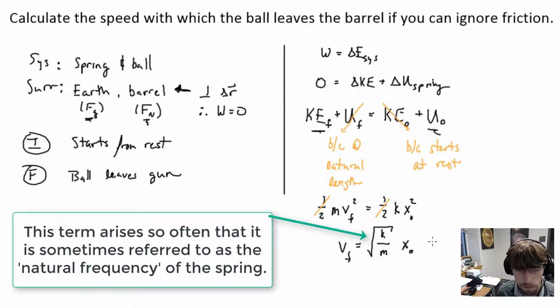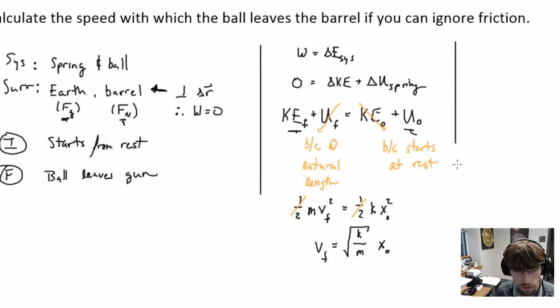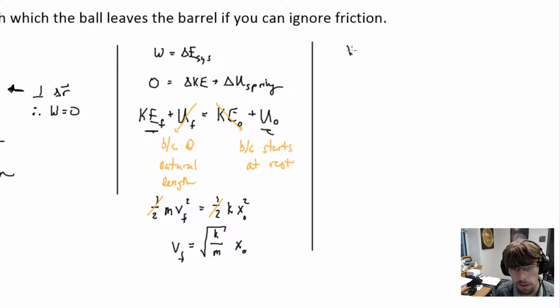Good. Sub in our numbers. So 500 for K, we have that up here. 0.05 for the mass right here. And the initial compressed length. Okay. And we get something that says, I guess I'll do that over here. Run out of space, excuse me.